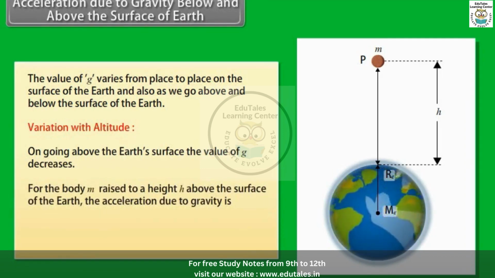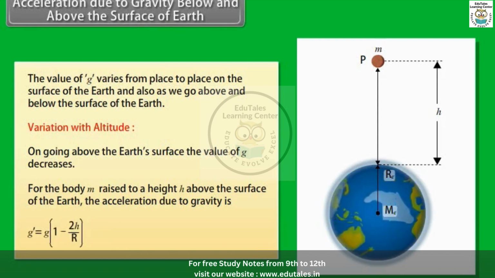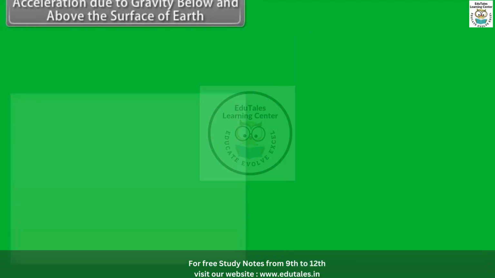For a body of mass m raised to a height h above the surface of the Earth, the acceleration due to gravity is given by g' = g × (1 − 2h/R).